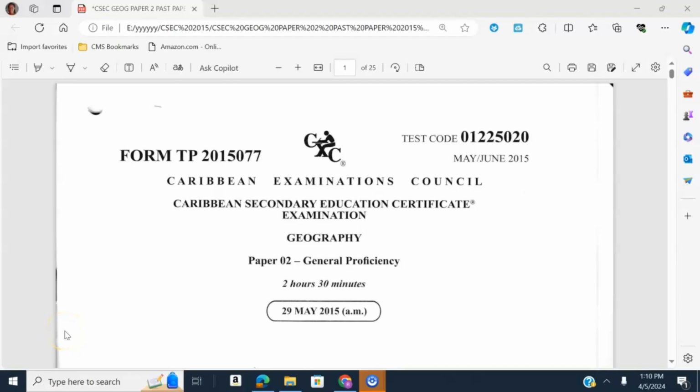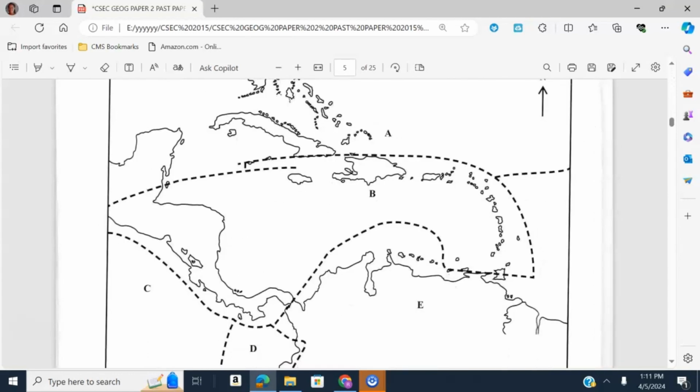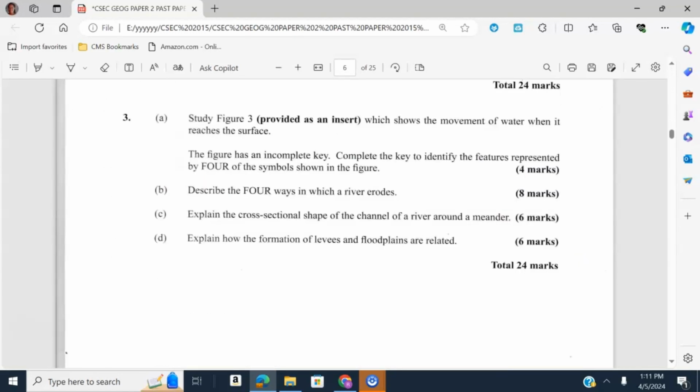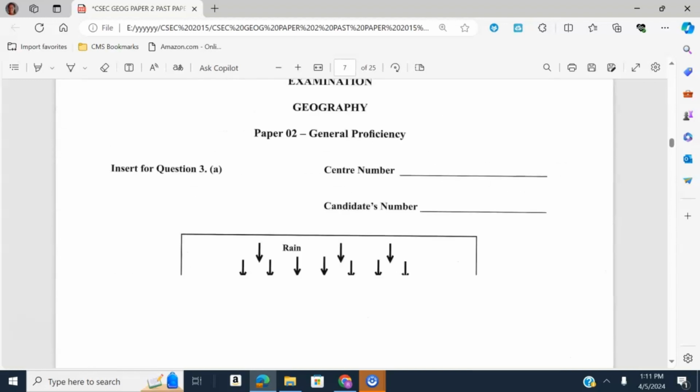Hey guys, welcome back to Geography World. Today we'll be looking at the May-June 2015 CSEC Geography Paper 2, and for this video we're going to be looking at question number 3. Let's talk about this. So here in question number 3, you are given a figure to study as an insert which shows the movement of water when it reaches the surface. So we are to basically fill out the key. So let's get down to it.